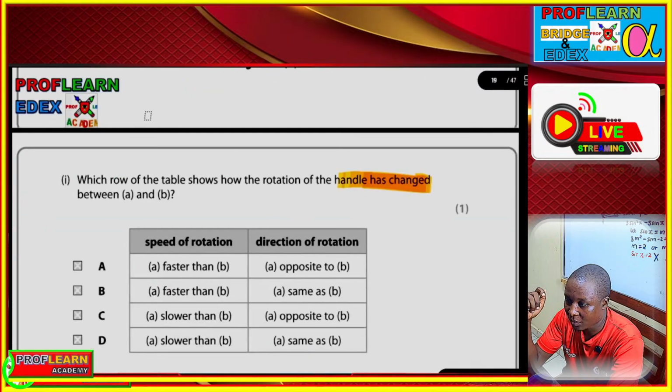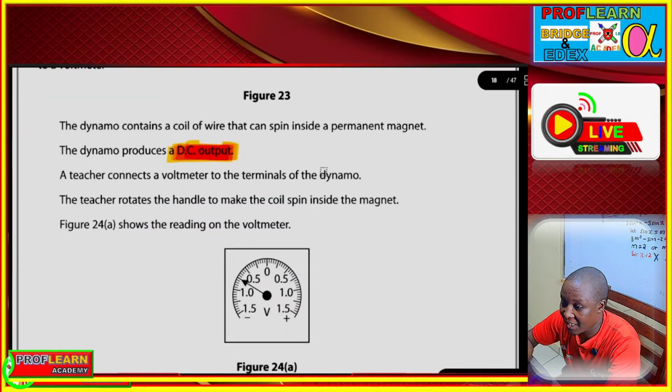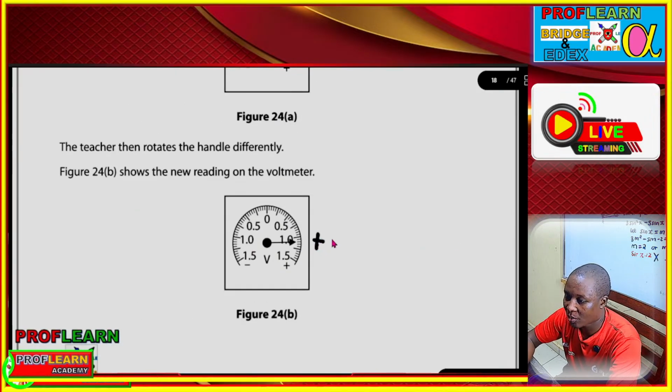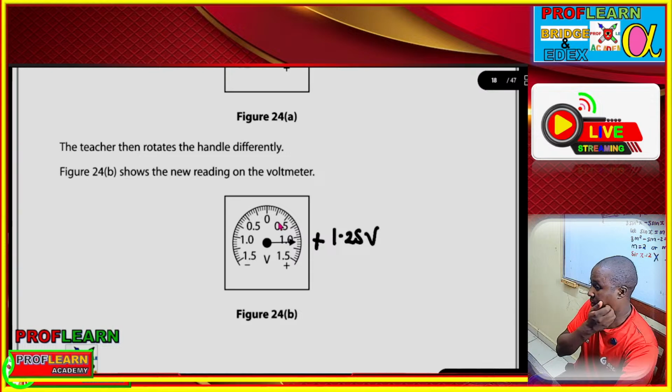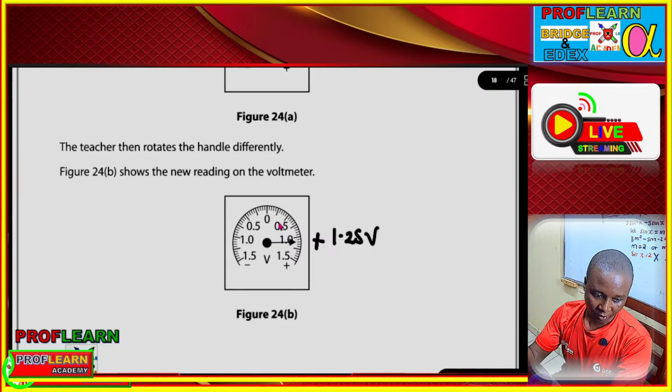Let me just show you. This current is around, no, it's a voltage. This voltage is around 0.75. Yeah, here is 0.75, and this one is positive 1.25 volts. So which means we are having positive voltage and negative voltage.